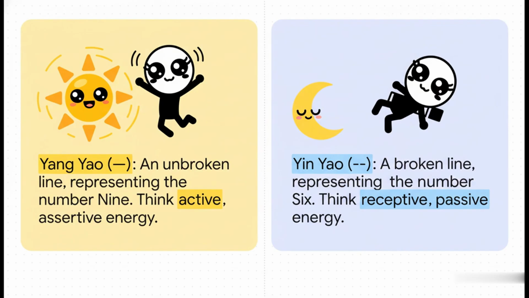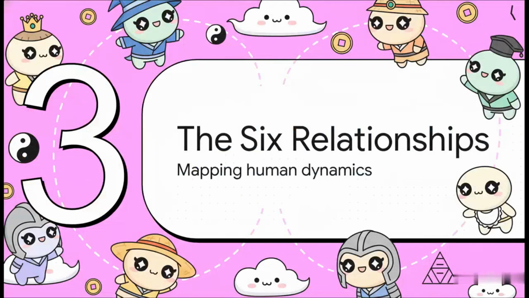You've got the yang yao, that's the solid, unbroken line. Think of it as go energy, active, assertive. Then you have the yin yao, the broken line. This is more receptive, passive, wait-and-see energy. Every single line in that hexagram is going to be one of these 2. That's it. All right, you with me?